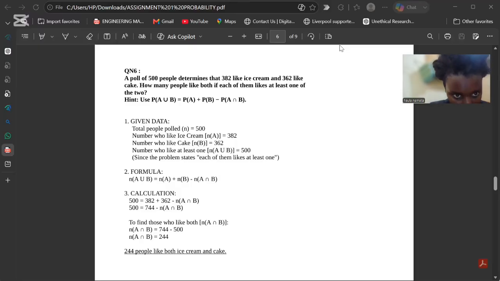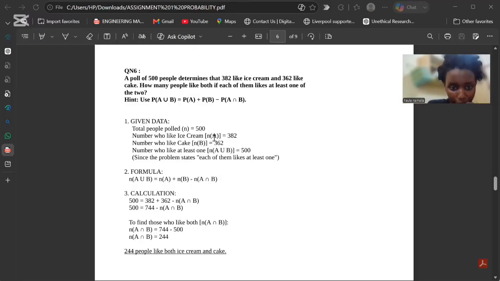Probability of A union B is equal to probability of A plus probability of B minus the intersection. This is going to enable us to find the intersection because we are looking for the intersection. So we were given the total number of people, which was 500, and the number of people who like ice cream. If I say ice cream is A, that is 382 people, and the number of people who like cake was 362. These numbers are inclusive of the number of people who like both ice cream and cake.